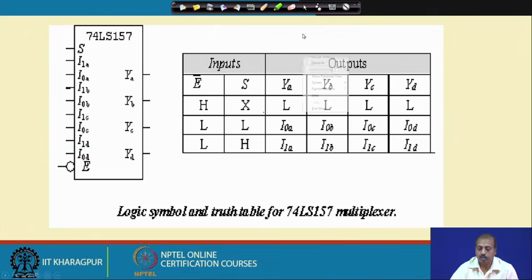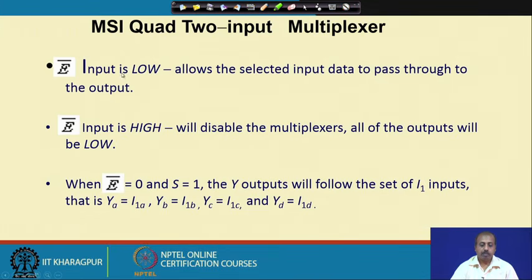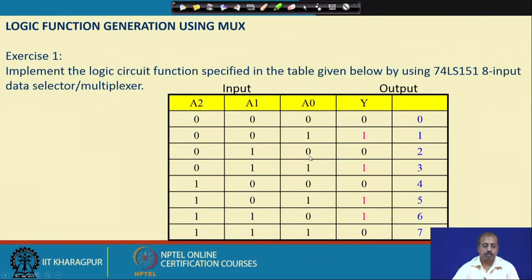When the E bar input is low, it allows the selected input data to pass through to the output, and when E bar input is high, it will disable all the multiplexers and all outputs will be low. When E bar equals 0 and S equals 1, the Y outputs will follow the set of I1 inputs, where YA equals I1A, YB equals I1B, etc. Similarly, when S equals 0, it will follow the 0 inputs, so YA will be I0A, YB will be I0B, like that. That is the standard multiplexer.